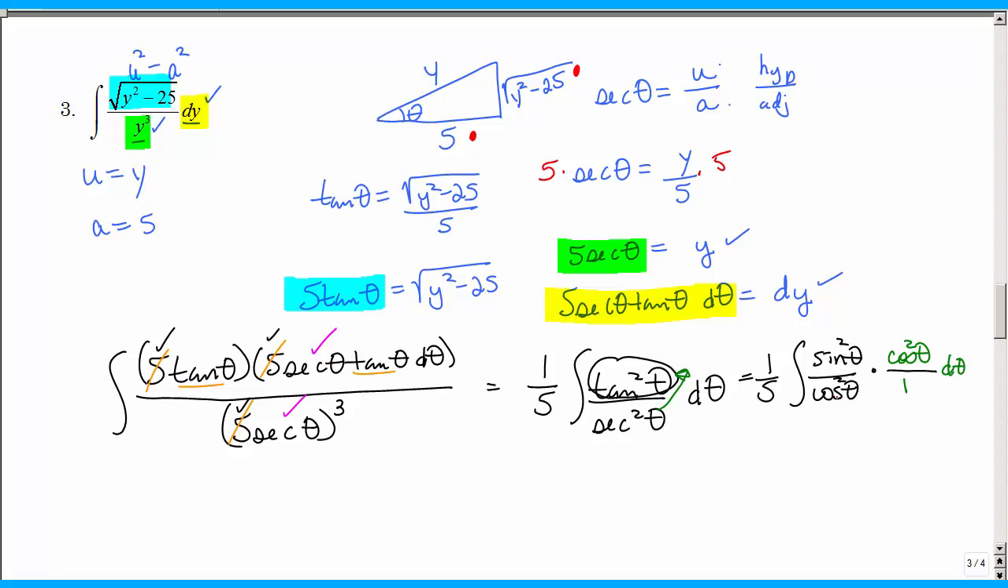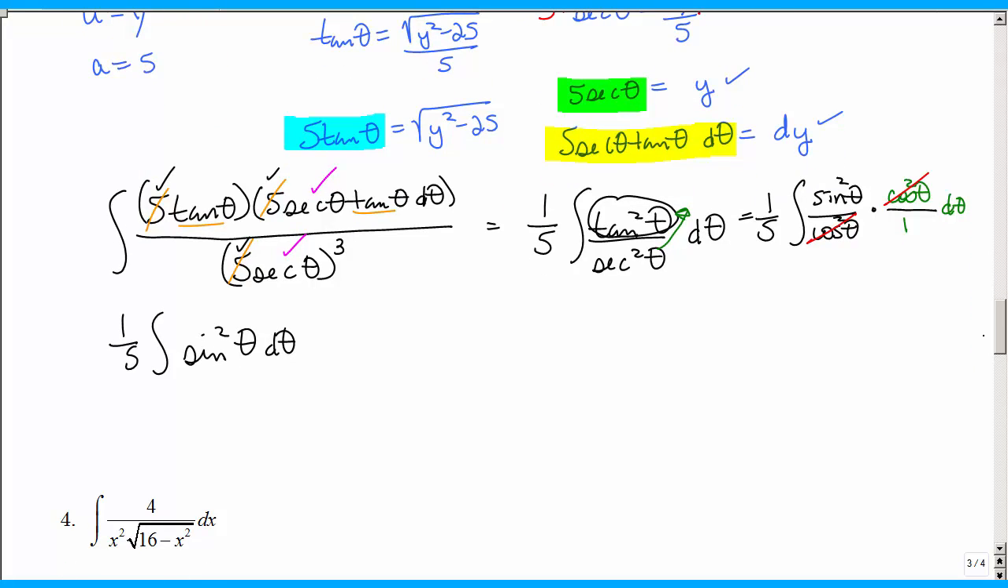Well, this is great news. So now I can reduce that out, and I have 1/5 times sine squared theta d theta. This should be something I know how to integrate. So again, I have to use my identity for sine squared. So that is (1 minus cosine 2 theta) over 2.